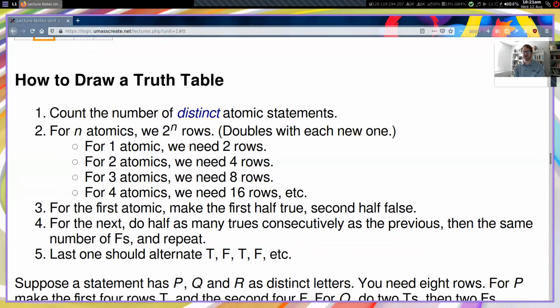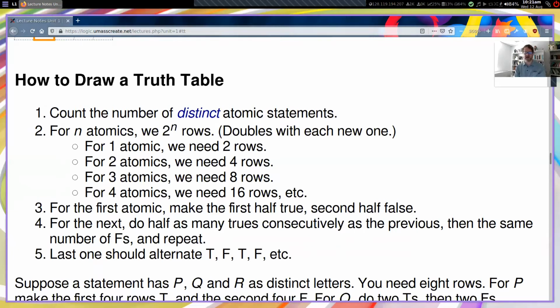That tells you how many rows your statement has. That tells you how many different possible combinations of truth and falsity there are with atomic parts. Strictly speaking, the size of the table doubles every time you add a new letter. So we have all the old possibilities plus the new possibility being true and the new possibility being false. So that means for n atomic statements, you have 2 to the power of n rows.